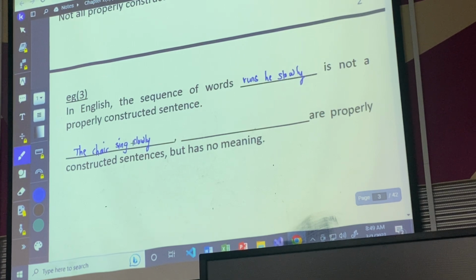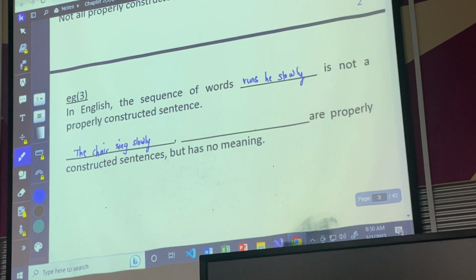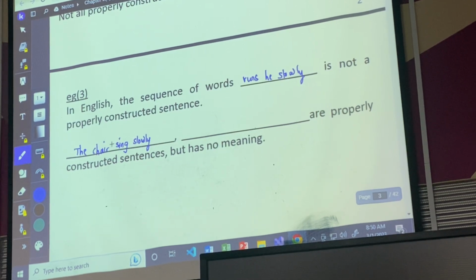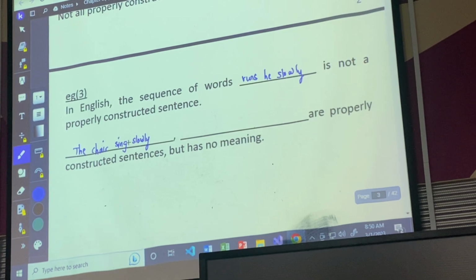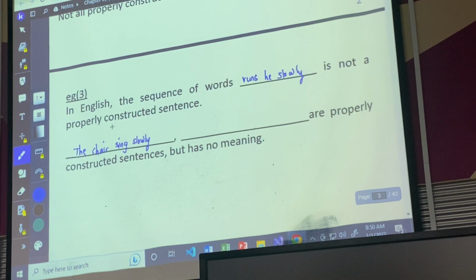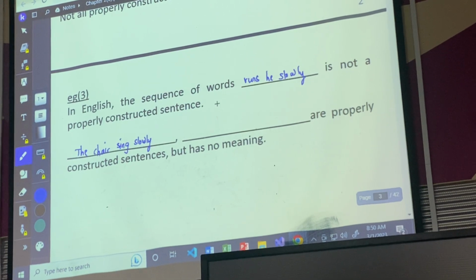The chair sings slowly. But this one, the semantics here, there is no meaning like this one, because the chair singing is not right. So even though the sentence is properly constructed with the correct grammar, it has a problem with the meaning here, a semantic problem. Okay. So this is what we say: even though they have a properly constructed sentence, the meaning or semantics has a problem. That means we also cannot form the correct sentence like this.